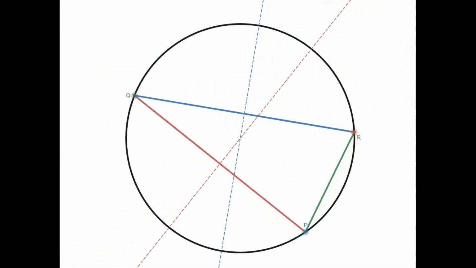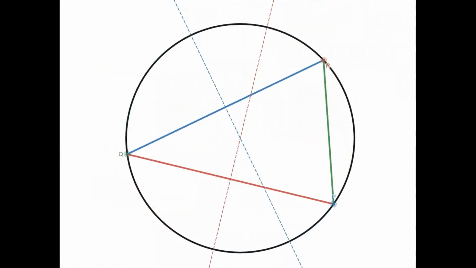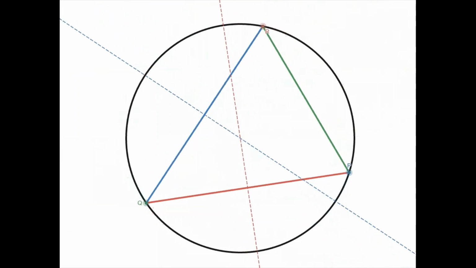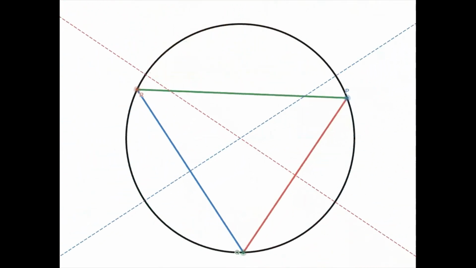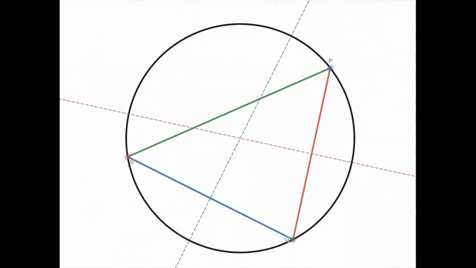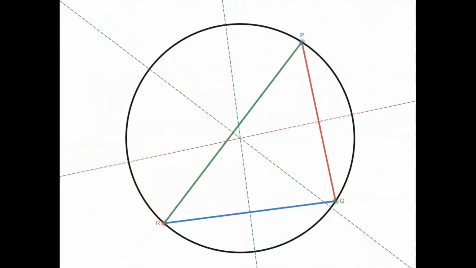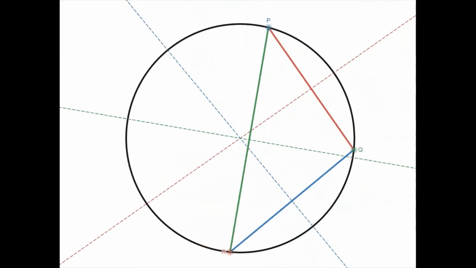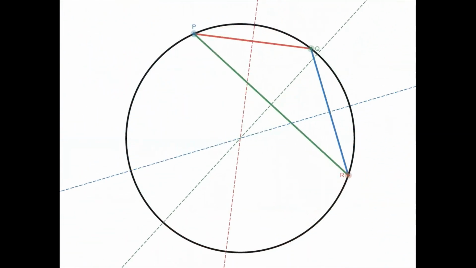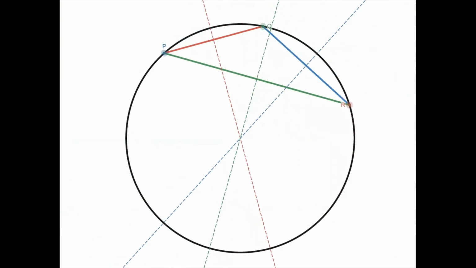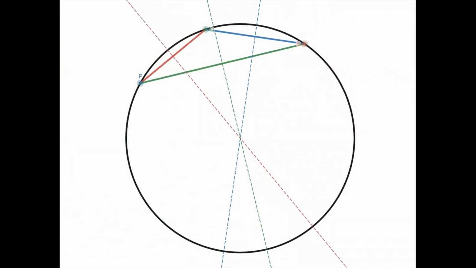Here's the perpendicular line of QR. And those two lines determine the unique point, which is the center of the circle. This is also the perpendicular bisector of chord RP.